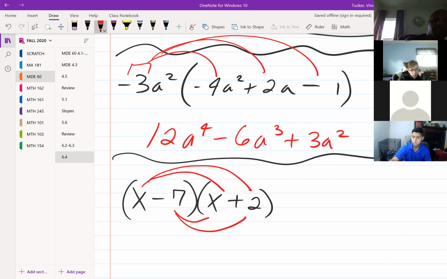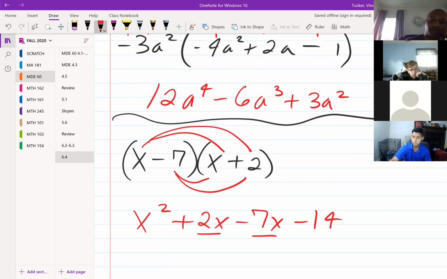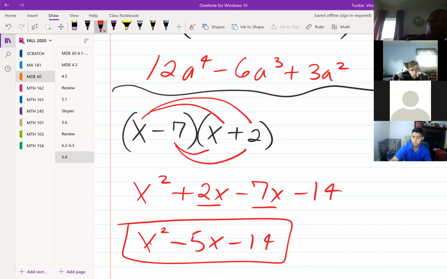All right. So x times x is x squared. X times 2 is 2x. Negative 7 times x is negative 7x. Negative 7 times 2 is negative 14. Combine like terms in the middle. X squared minus 5x minus 14 will be your answer.